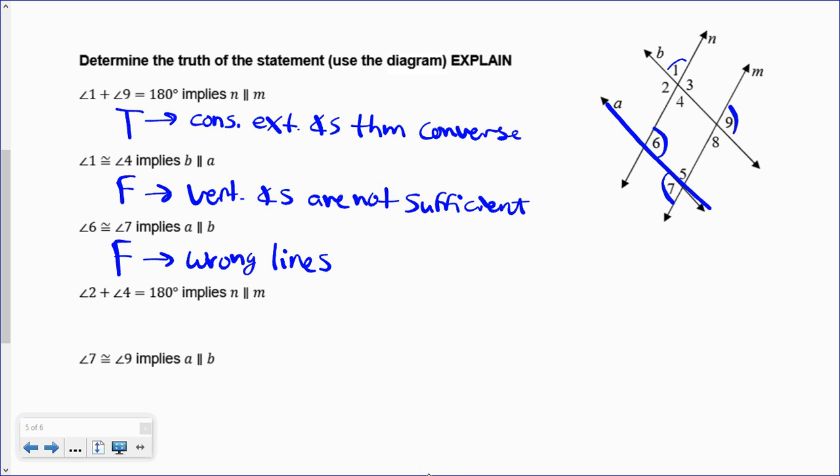What about 2 plus 4 being supplementary, implying that n is parallel to m? 2 and 4 make a linear pair, and that's not sufficient to prove parallel. So you'd say false. Linear pair is not sufficient.